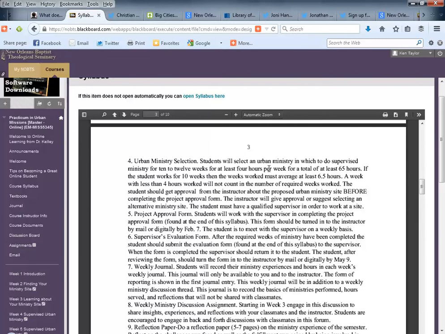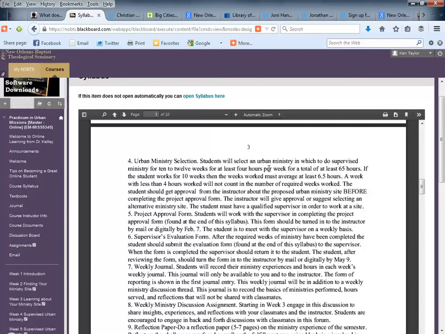And then your urban ministry selection. So you'll select an urban ministry in which to do your supervised ministry for 10 to 12 weeks, at least 4 hours a week, for a total of at least 65 hours. So if you work for 10 weeks, it'd be an average of 6.5 hours a week. If you work less than 4 hours a week, then don't count that week for one of your weeks.